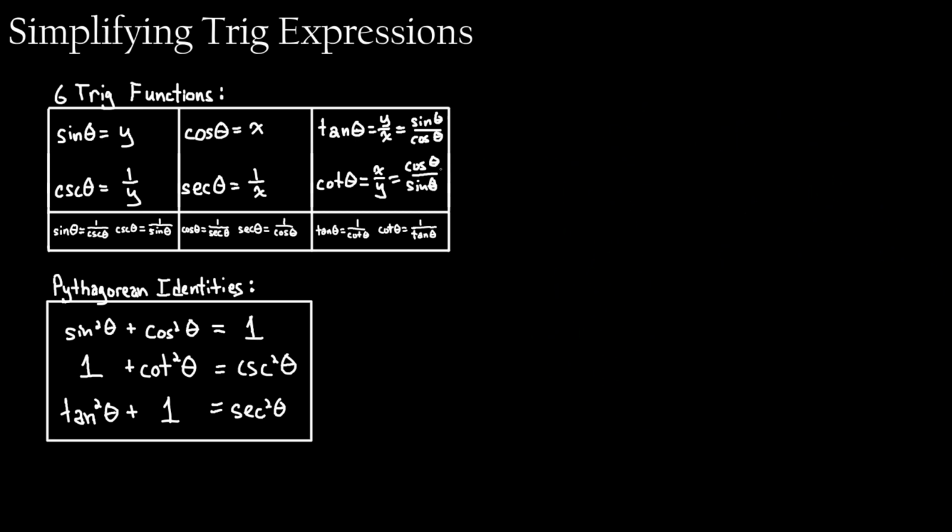And again, this is all just substitution, just becoming familiar with your 6 trig functions and the Pythagorean identities, and then just substituting and following your typical algebra. So next one up here, we're going to do the secant of theta times 1 minus sine squared of theta. Now, there are multiple ways to do this.